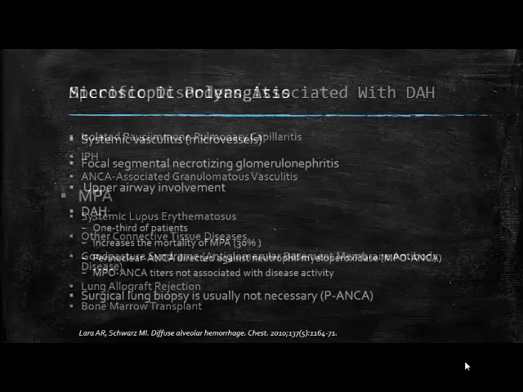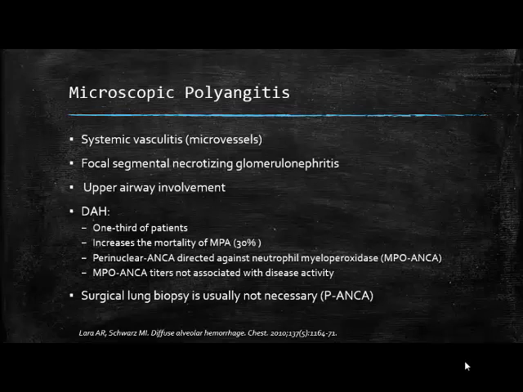Now, MPA, microscopic polyangiitis, is a systemic vasculitis with focal segmental necrotizing glomerulonephritis. There's no upper airway involvement, and around 30% of the patients present with DAH. MPO-ANCA titers are checked, but they're not associated with disease activity. And a lung biopsy is usually not necessary because P-ANCA, if it's positive, is suggestive.